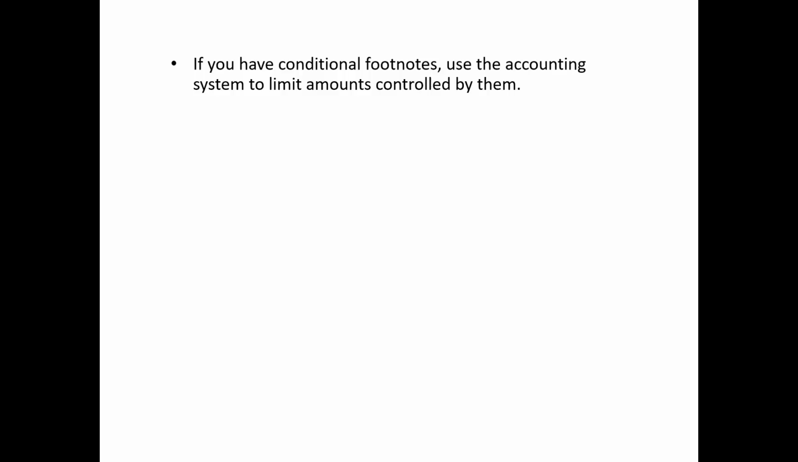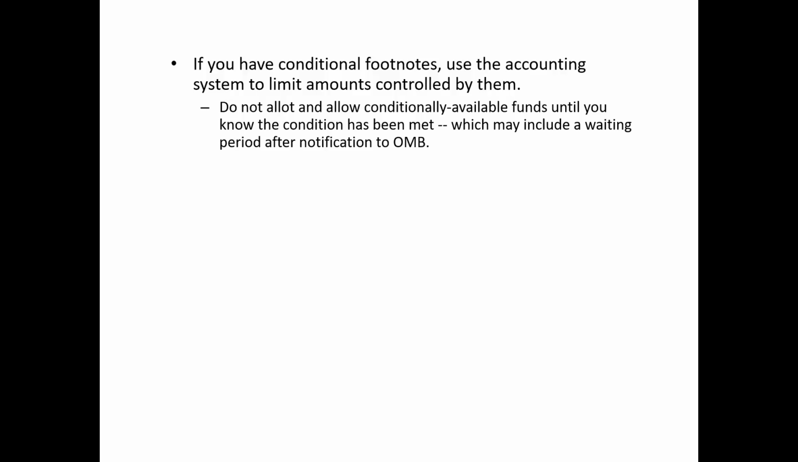In wrapping up the footnotes section of the rest of the apportionment, let me list a few things to keep in mind concerning footnotes. If you have conditional footnotes, it's very important that you use the accounting system to limit amounts controlled by them. Be sure you do not allot and allow conditionally available funds until you know the condition has been met, which may include a waiting period after notification to OMB.